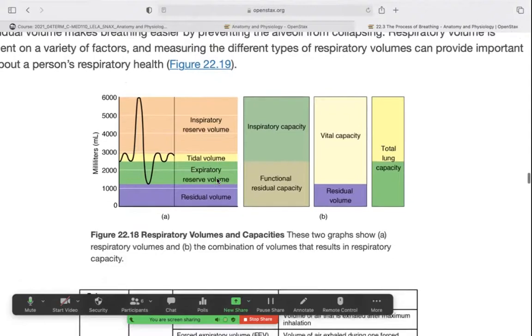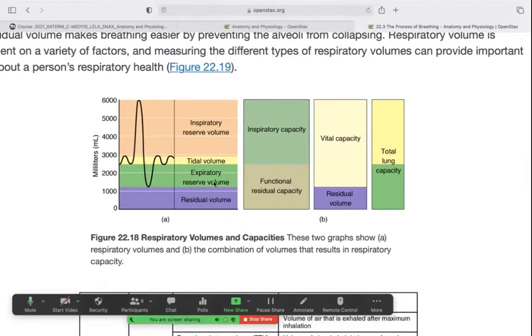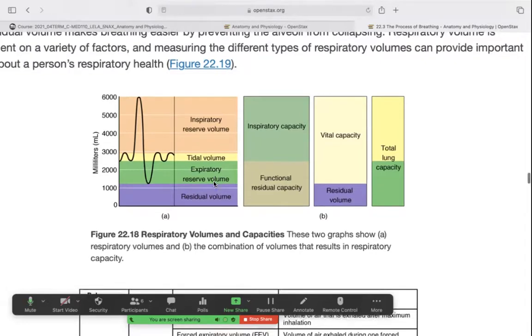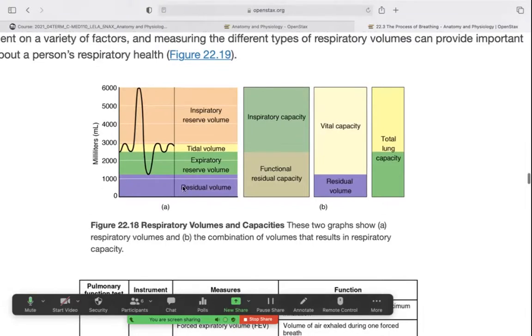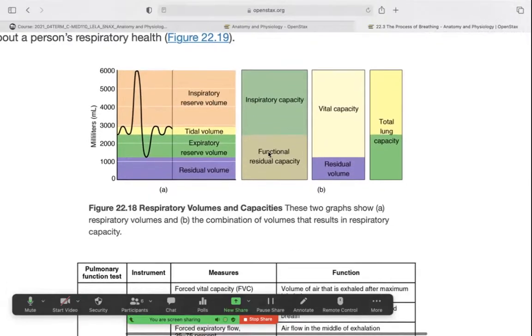Tidal volume is your normal quiet breathing. Expiratory reserve volume, or ERV, is that extra bit, like after you talk, how you could still have some air left to exhale. Now you've got a little bit over 1 liter left in what they call residual volume. And inspiratory capacity is your capacity of quiet breathing, which is tidal volume, plus IRV, which is inspiratory reserve volume. And that's inspiratory capacity.